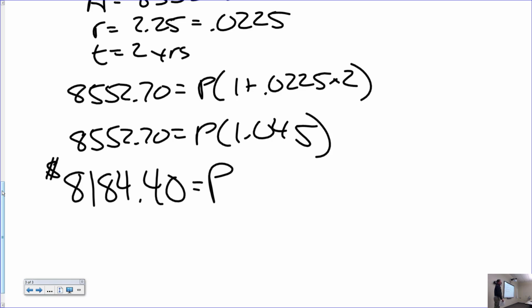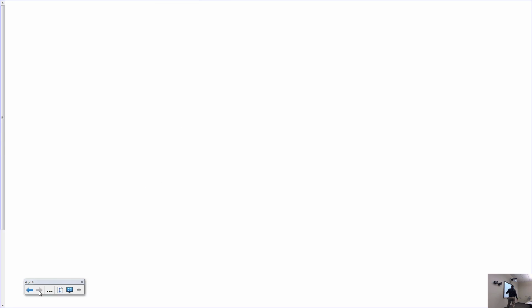I tend not to ask this one on the final exam, just so that you know. Future value. Alright, so that was page 1. Page 2, converting.